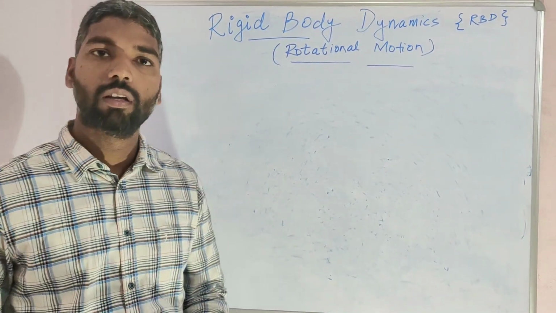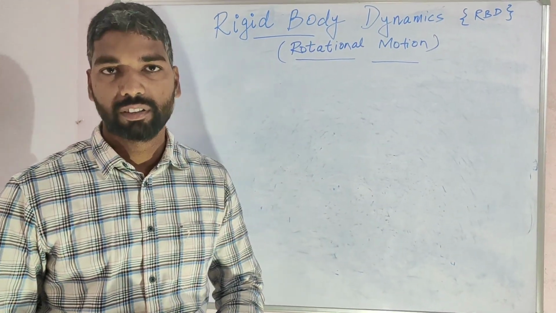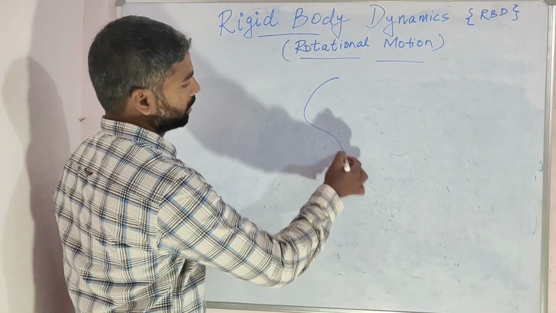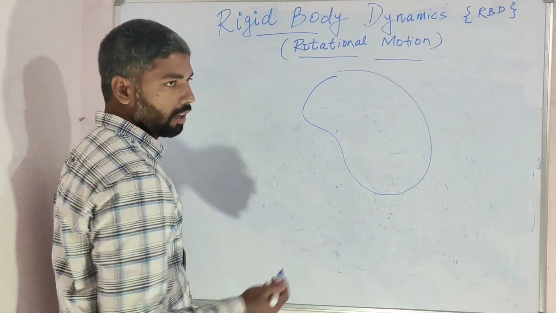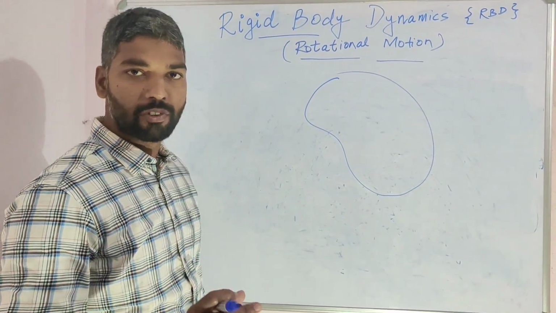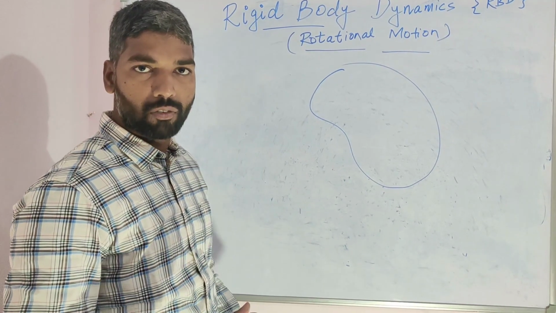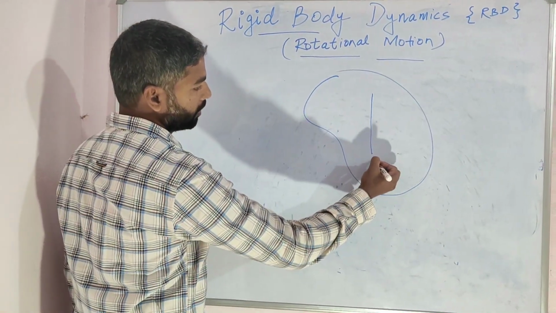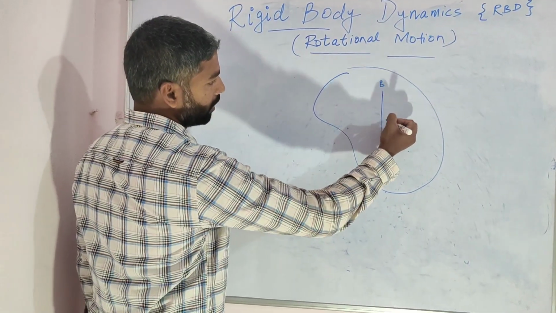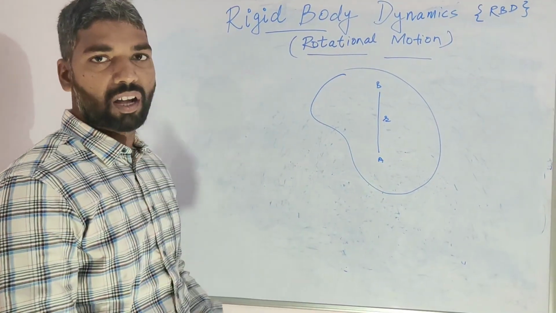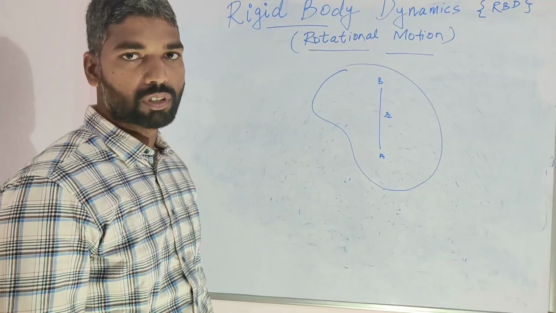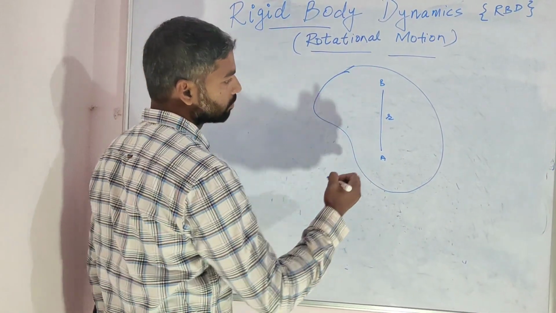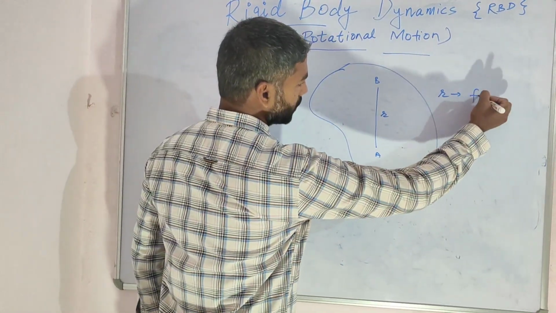But to analyze the motion of a rigid body, we have a better definition. We can say that if this body is rigid, then the distance between a pair of points will always be fixed. Or we can say that these are the 2 points. This distance will remain unchanged during the course of its motion or during the application of force. So this R is fixed.